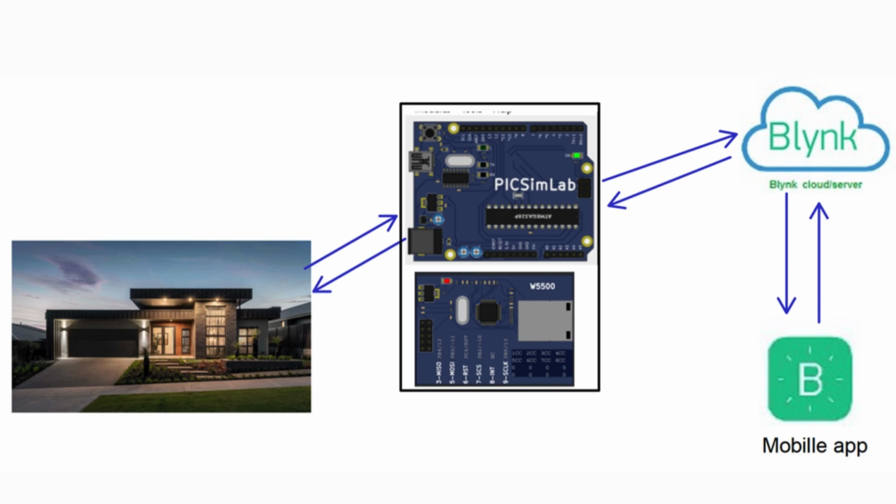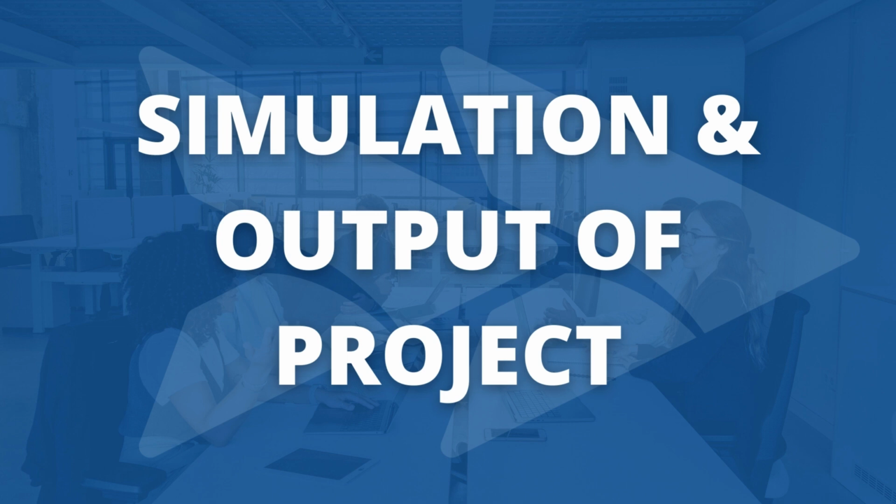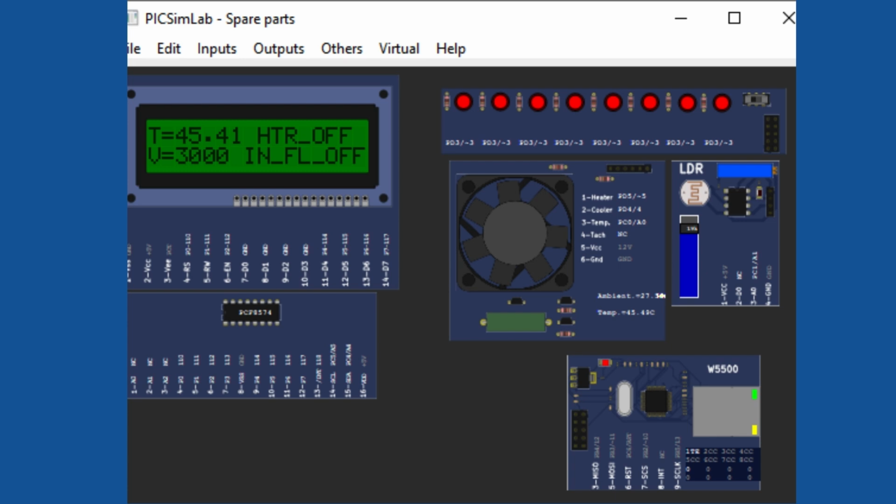So this is how our system will look. This is our home where we have that system. This is our Arduino and internet shield for communicating with Blynk. And we also have the mobile app for controlling those devices remotely. So now let's go to the simulation and output of the project. This is the PixSimLab.